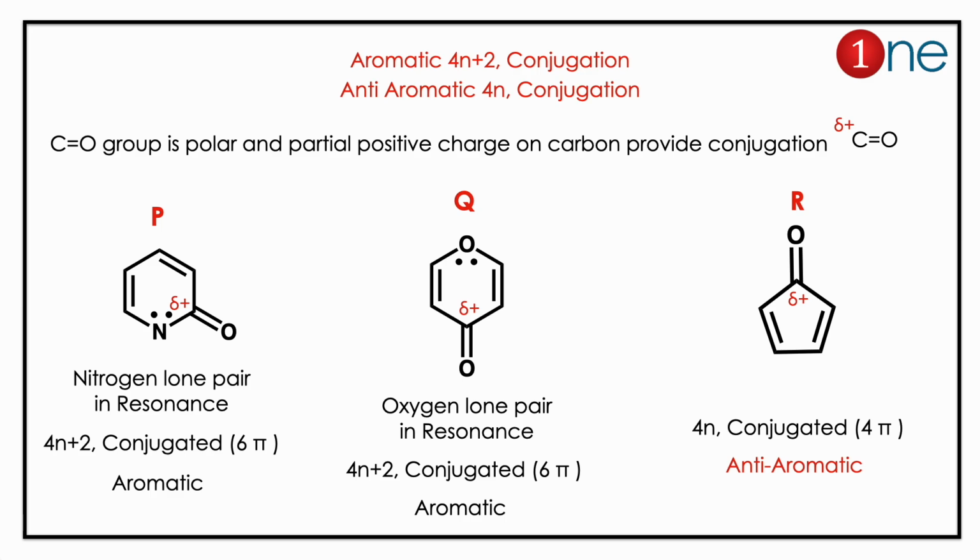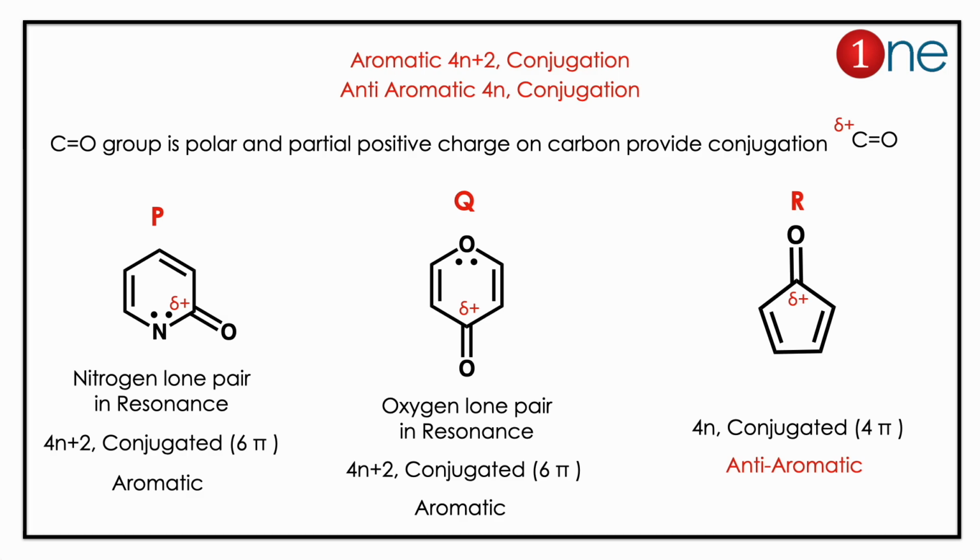So if you look at the P, the carbonyl group definitely provides conjugation because the partial positive charge provides the continuity in the resonance. Here the lone pair participates in the resonance. So if you look at it, it has 6 pi electrons, definitely 4n plus 2, so it's an aromatic system. If you look at the Q, oxygen also has a lone pair, it also donates, and the carbonyl provides the conjugation, so it is also aromatic.